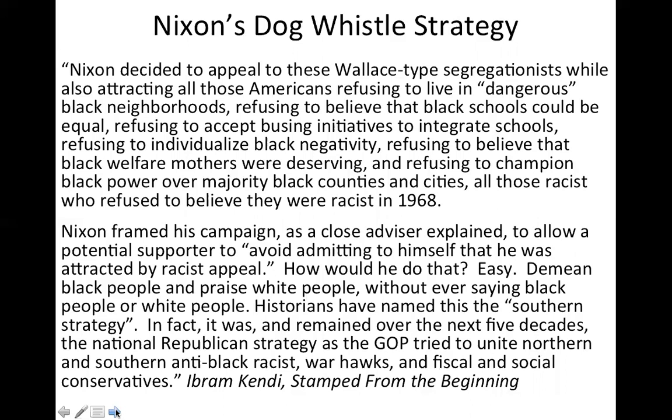Nixon framed his campaign, as a close advisor explained, to allow a potential supporter to avoid admitting to himself that he was attracted by racist appeals. How would we do that? Easy: demean Black people and praise white people without ever saying Black people or white people. Historians have named this a Southern strategy. In fact, it was and remained over the next 5 decades a national Republican strategy as the GOP tried to unite the Northern and Southern anti-Black racists, war hawks, and fiscal and social conservatives.